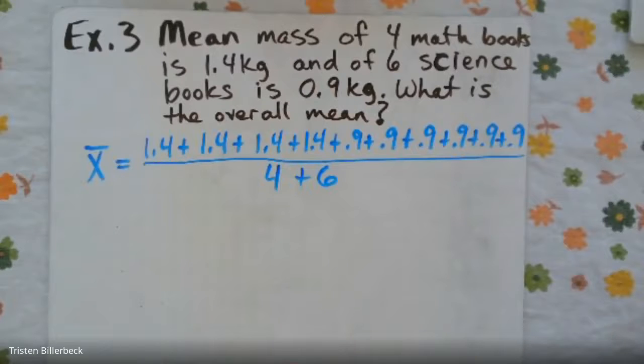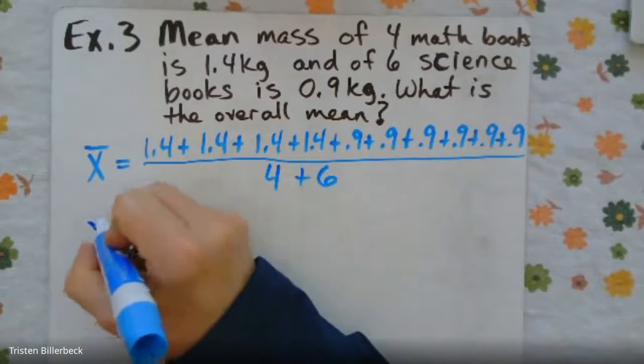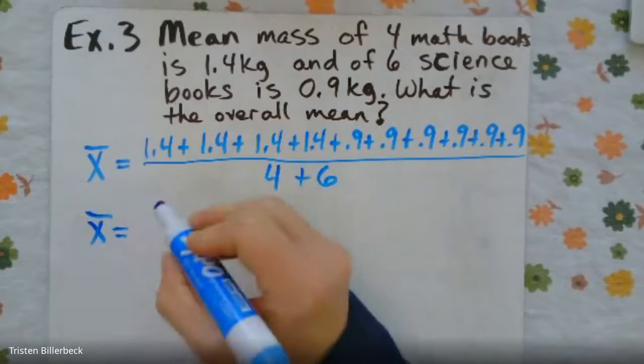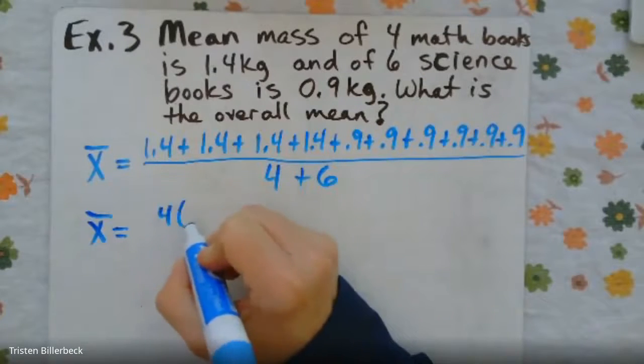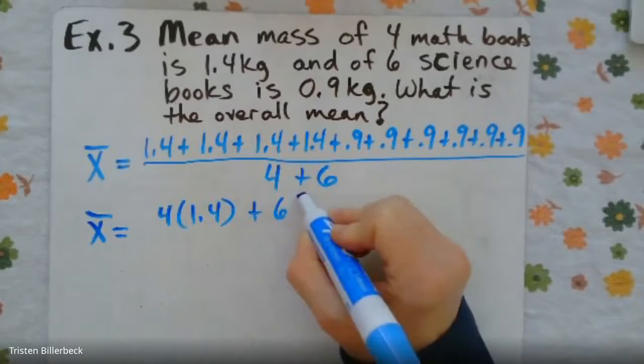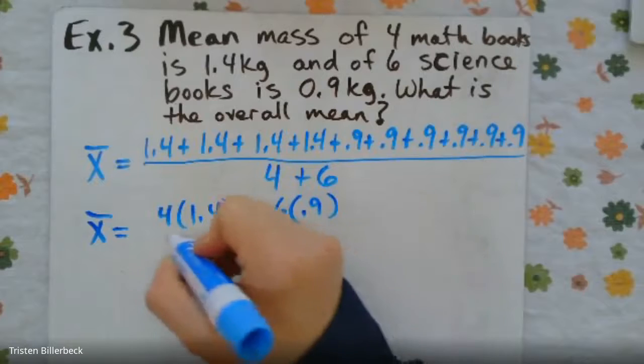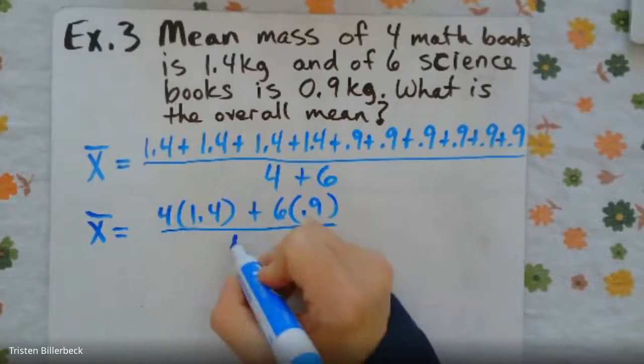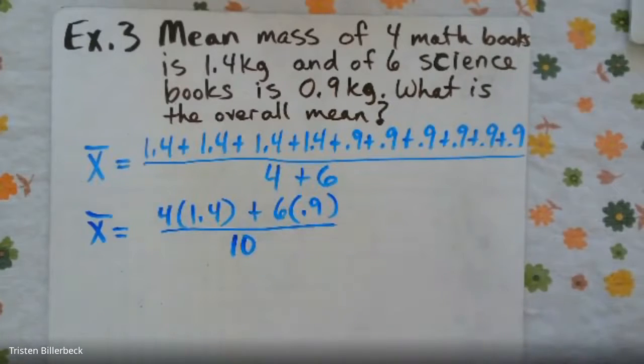You might say, well, Miss Billerbeck, why didn't you just do this? X bar equals 4 times 1.4 plus 6 times 0.9 over 10. Well, that would have been very simple, wouldn't it? We would have used association.